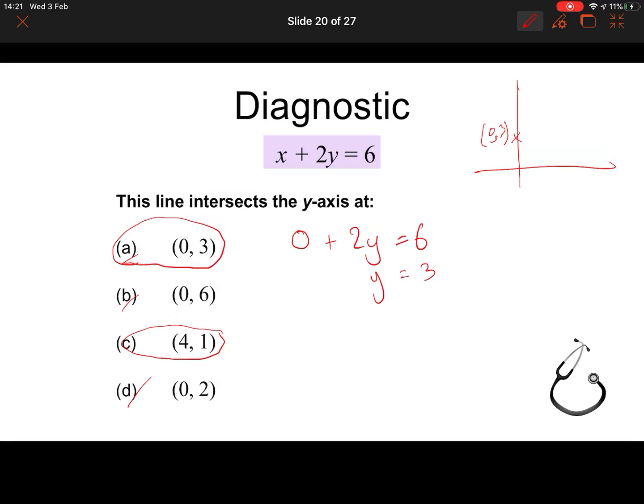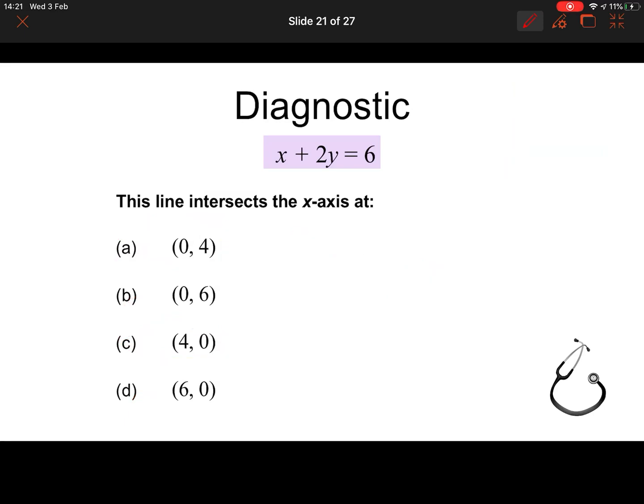So that is going to be the point 0, 3 at which you intercept the y-axis. Okay, where does it intercept the x-axis? Well, that's going to be when y equals 0. So x plus 2 times 0 equals 6. So x equals 6. So it's going to be 6, 0. There's the right answer.